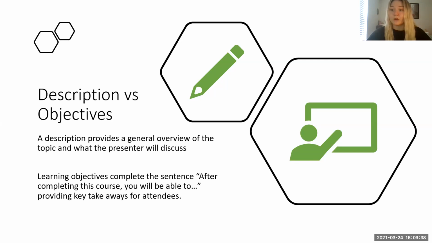Also, whenever you are completing the request, it asks that you include any learning objectives, and just a reminder that learning objectives should be a sentence such as, "After completing this course, you will be able to," and then insert whatever your goal is. Don't just describe what the program is about, make sure that it's an actual objective goal.